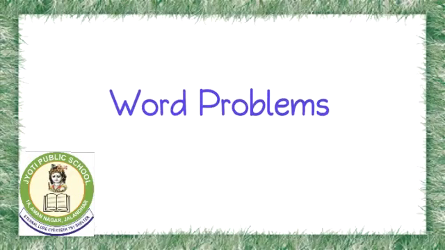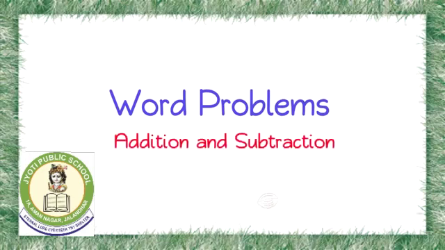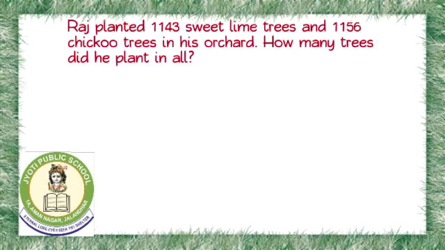Word problems, addition and subtraction. Let us read the question we have to answer. Raj planted 1143 sweet lime trees and 1156 chiku trees in his orchard. How many trees did he plant in all?